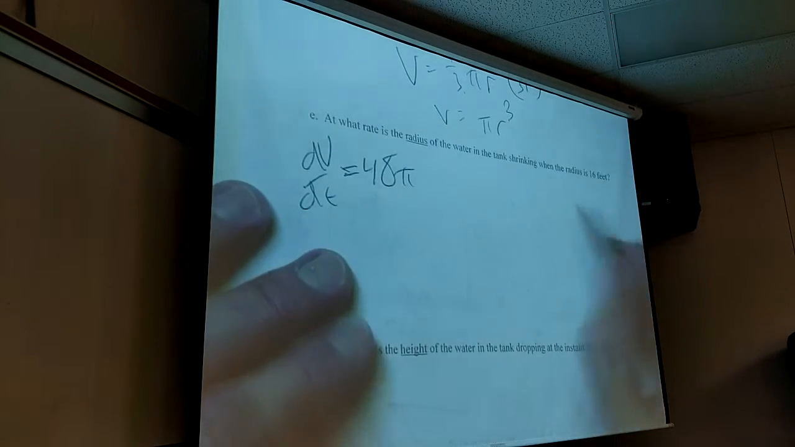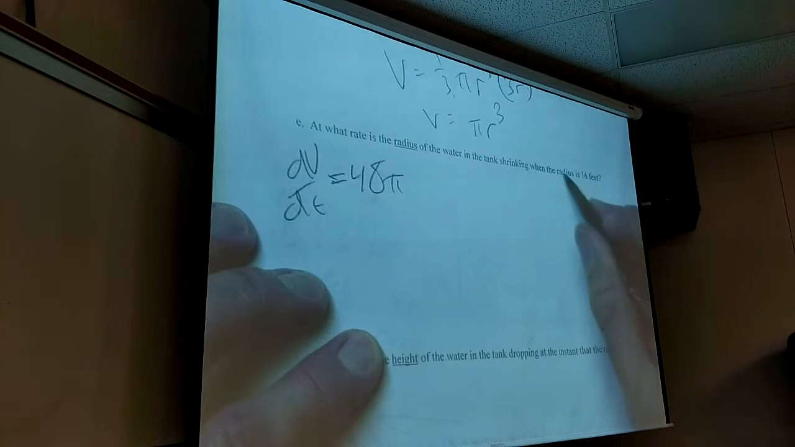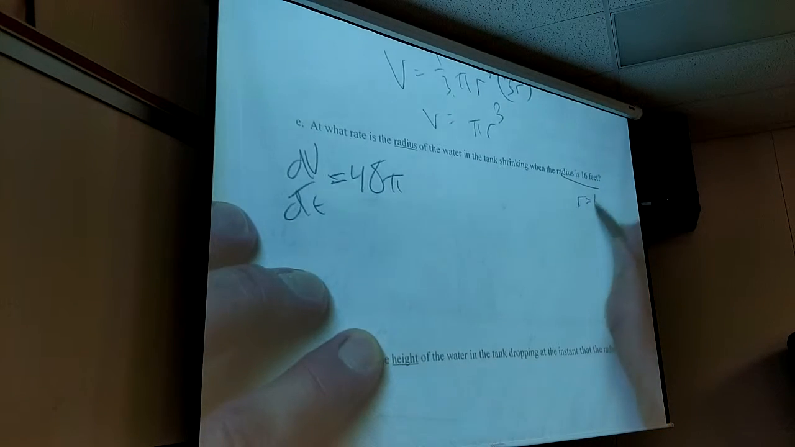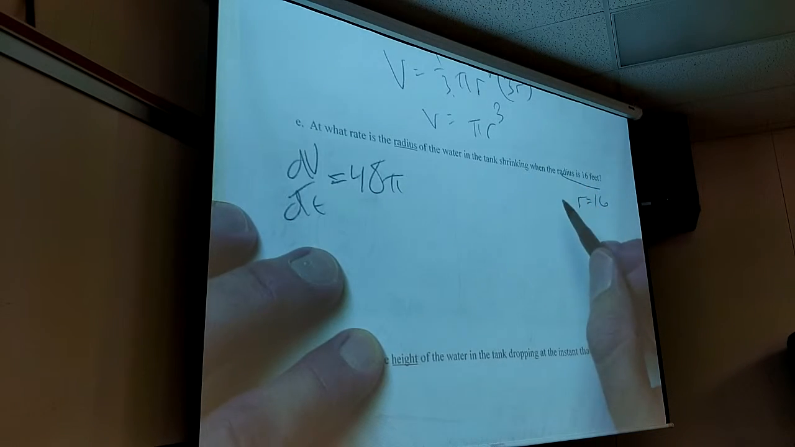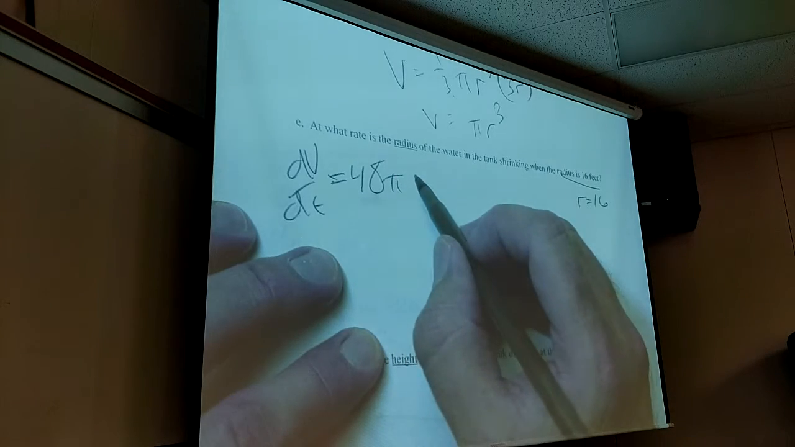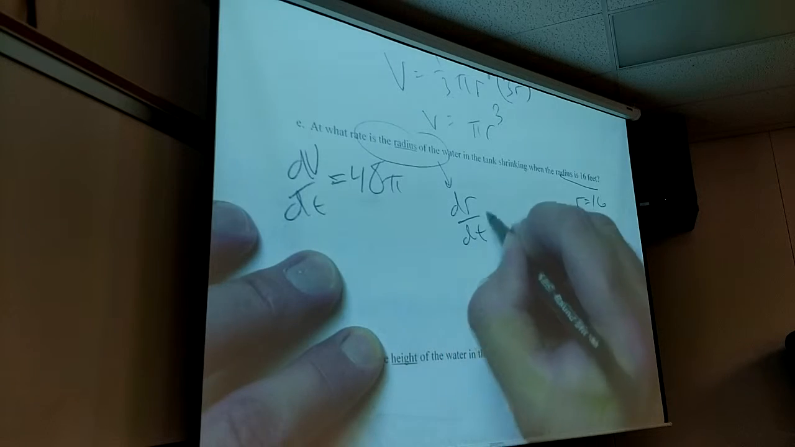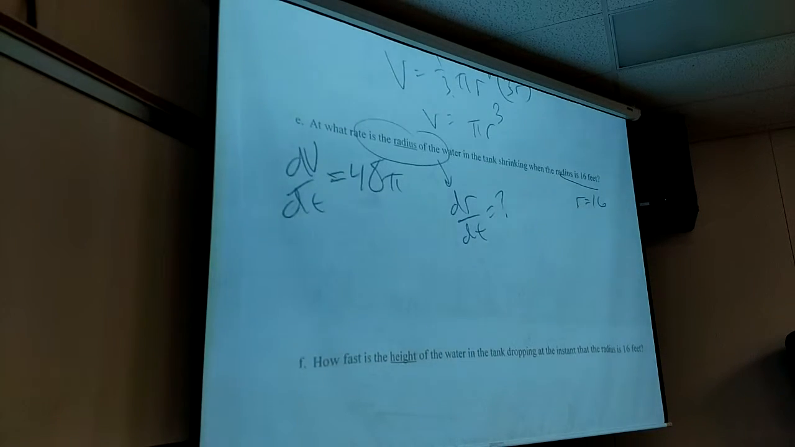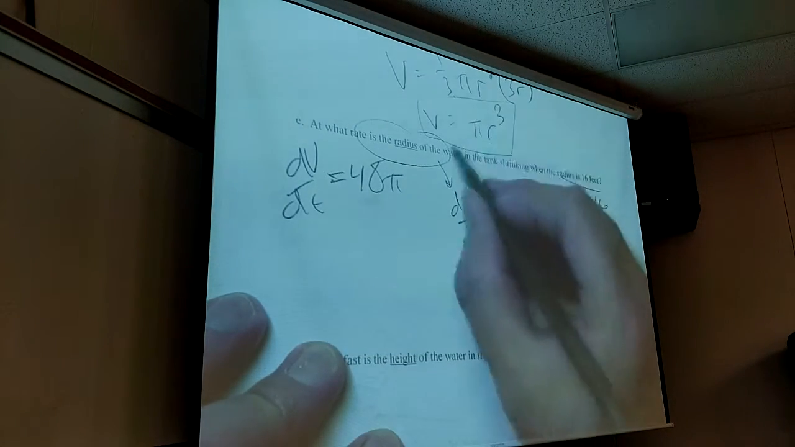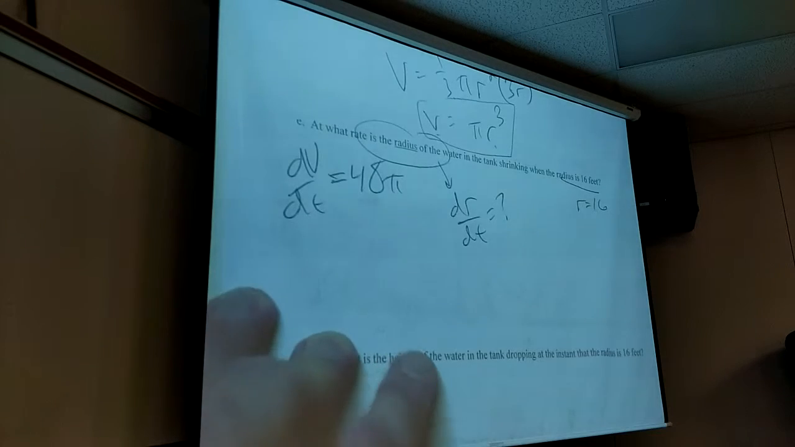And what else did they tell me? Radius is 16. And what do they ask me for in symbols? What rate is the radius changing? So that's dr/dt. Of course, now that we've taken the time to develop this relationship between V and r, I can get a relationship between dV/dt and dr/dt.